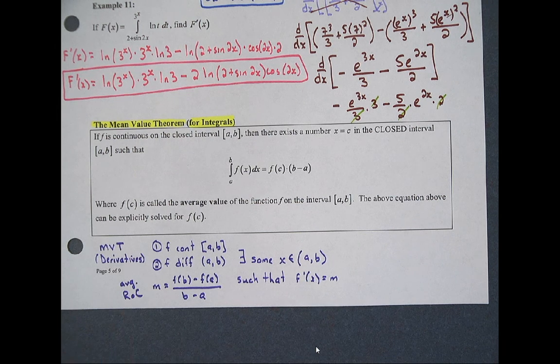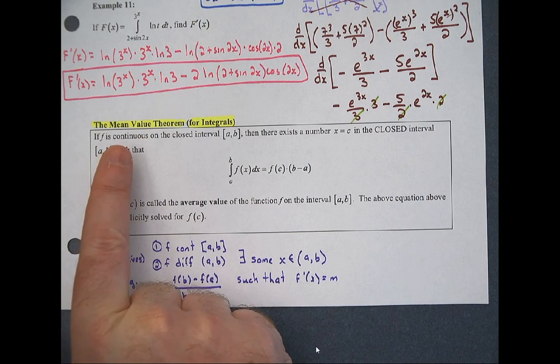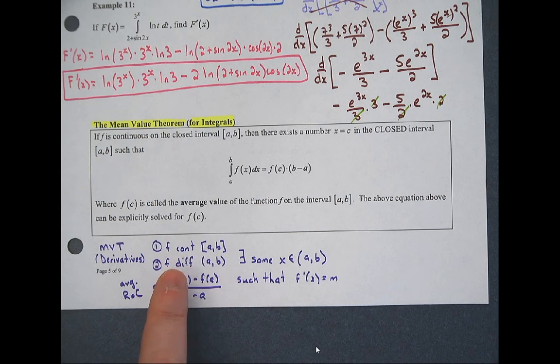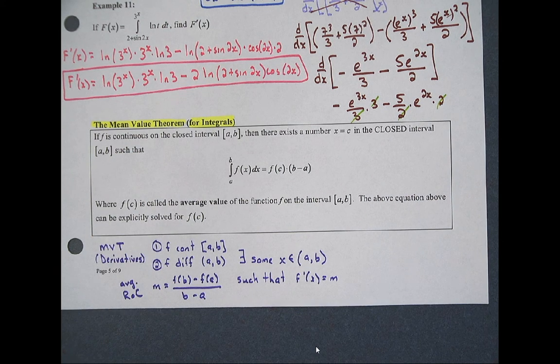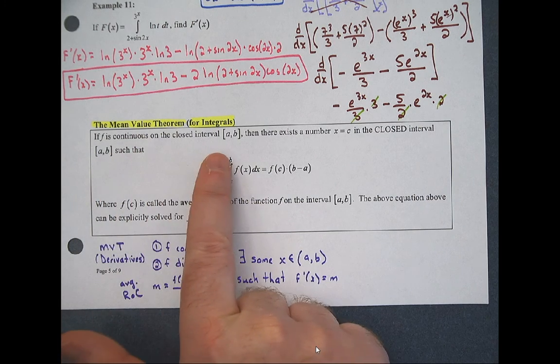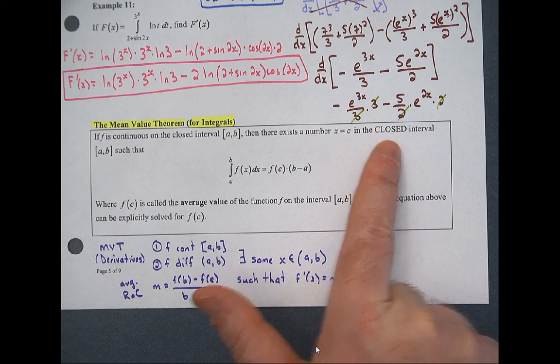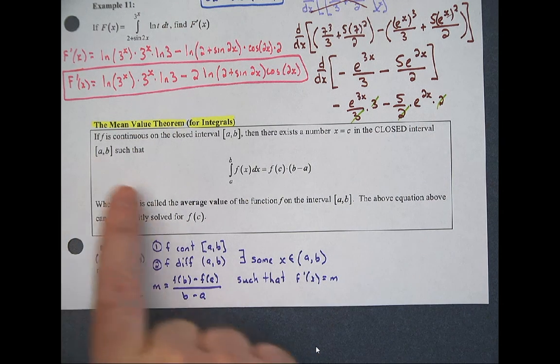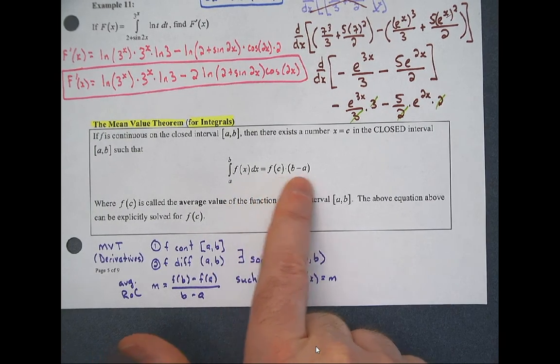All right, so what does the mean value theorem for integrals look like? We remember that in derivatives, differentiability implies continuity. When it comes to integrals, it's the reverse. Continuity implies integrable, that you could integrate it. So if you're continuous on the closed interval, there exists some number c in that closed interval such that the integral of f of x equals f of c times b minus a.